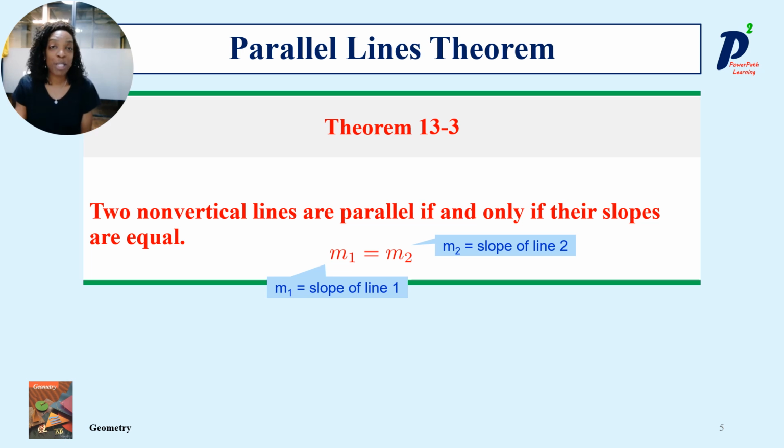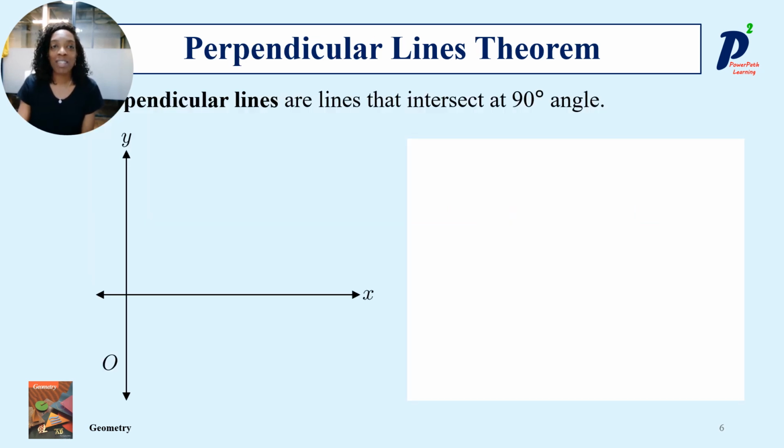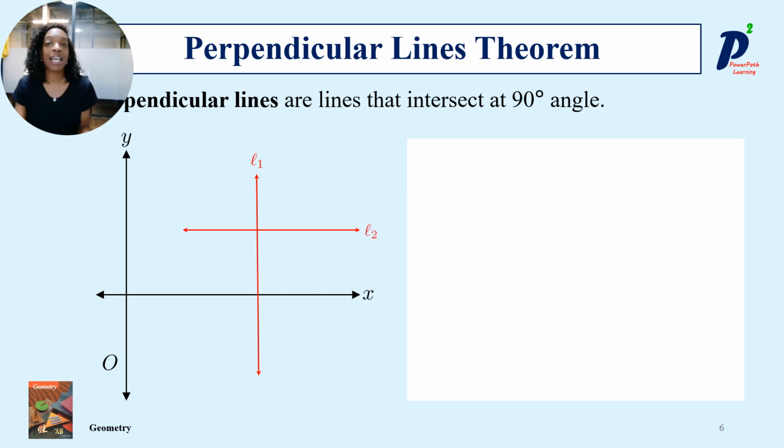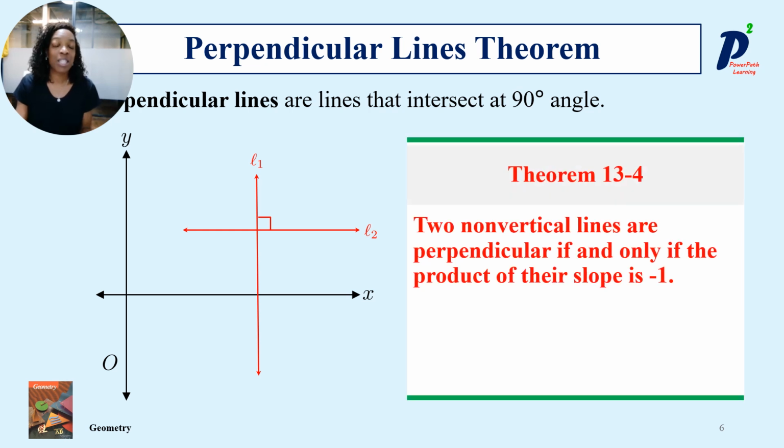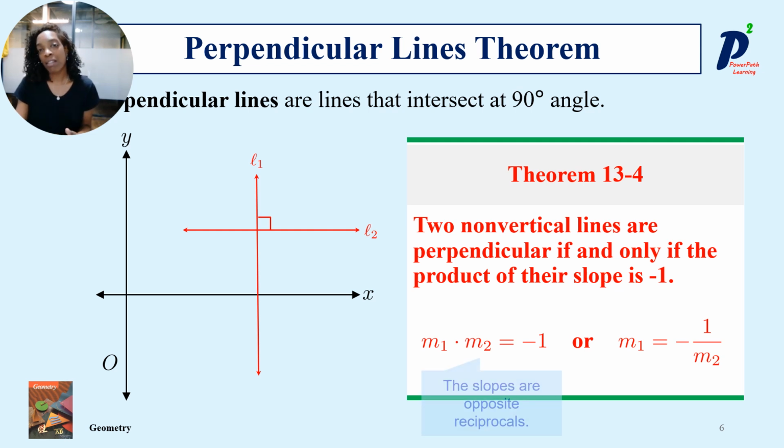Now let's take a look at perpendicular lines. Perpendicular lines are lines that intersect at a 90-degree angle. Now, like parallel lines, they have slopes that are related in a special way. Theorem 13.4 states that two non-vertical lines are perpendicular if and only if the product of their slopes is -1. Therefore, m1 times m2 must equal -1, which also means that m1 is equal to -1 over m2. An easier way to think about that is that the slopes have to be opposite reciprocals.